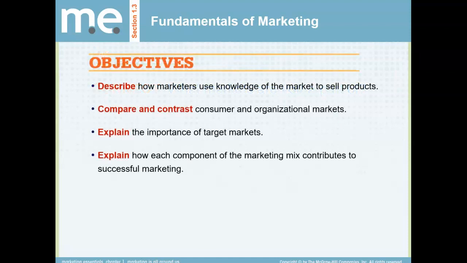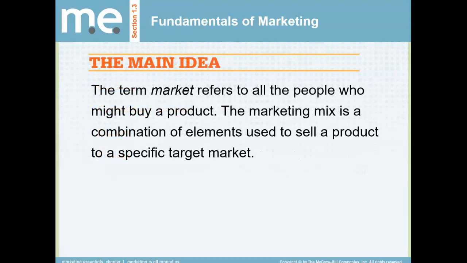So let's get into this. Our objectives for this last section in Chapter 1, 1.3, are how marketers use knowledge of the market to sell products. We're going to compare the consumer and organizational markets, the importance of target markets, and each component of the marketing mix and how they contribute to successful marketing. Nice is that we don't have to go into too much detail about the marketing mix. Also nice is that we've talked about some of these terms a little bit in class already, so you might feel more comfortable than if you had seen these for the first time.